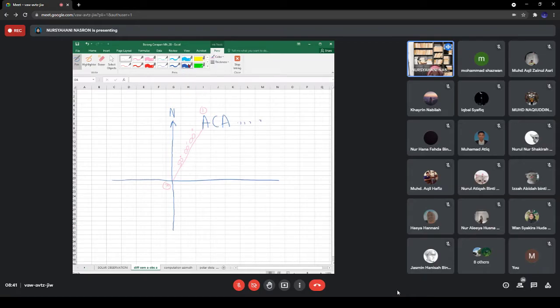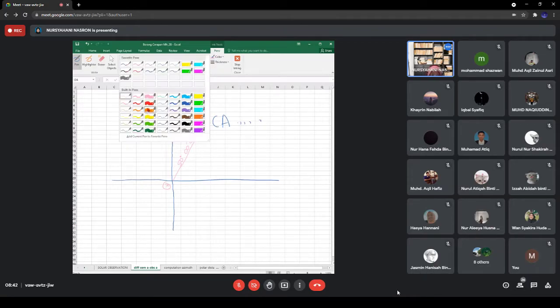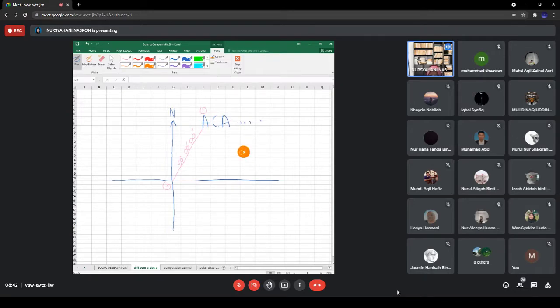And then you observe the sun and you get the value of 81 degree, 28 minutes and 27.5 seconds. Okay, this is your observation value from your station to the sun using the assumed bearing or compass bearing.